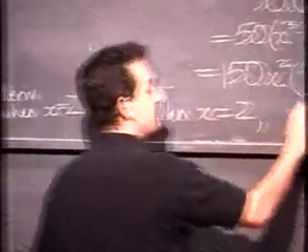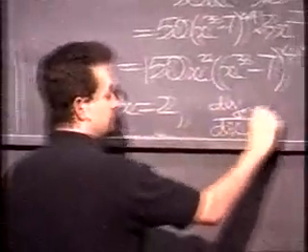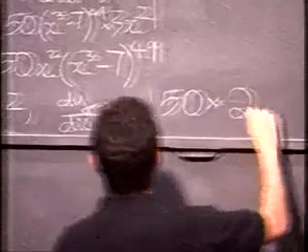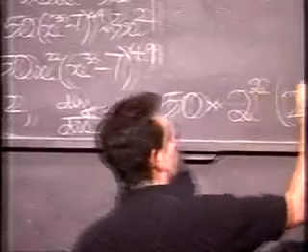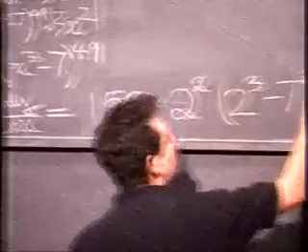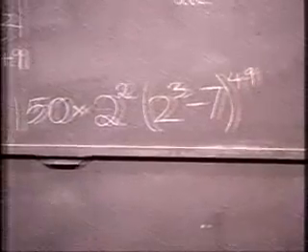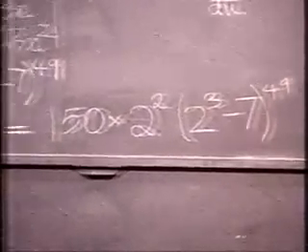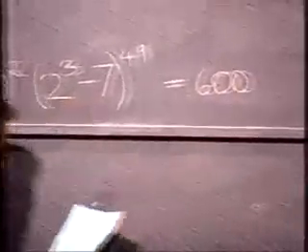So here's what I would write. When x equals 2, dy/dx equals, and I take this previous expression and plug in 2. So I get 150 times 2 squared times (2 cubed minus 7) to the 49. Mercifully, 2 cubed minus 7 is 8 minus 7, which is 1. 1 to the 49 is just 1. So it's 150 times 4, which is 600. So that's the slope.